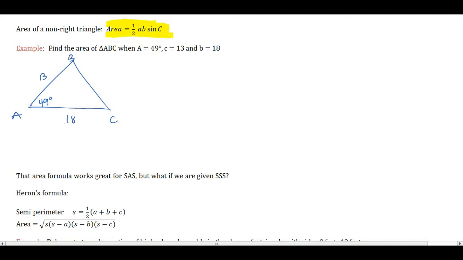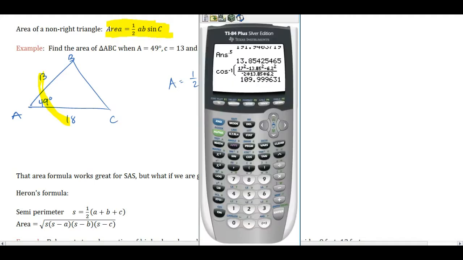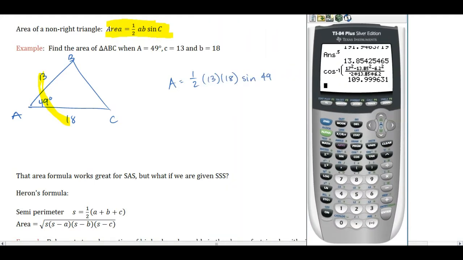And then once I have that side, angle, side relationship, then I would just go ahead and use this formula. This formula, plain and simple as you see: area equals 1/2 the two sides multiplied together, so 13 times 18 times sine of the angle between them. And you grab a calculator and you get your area. So here goes my area.